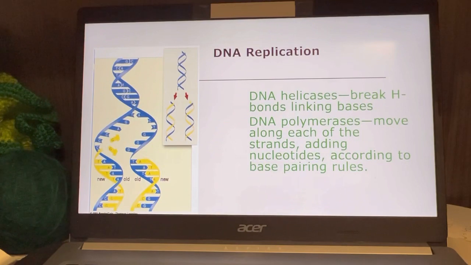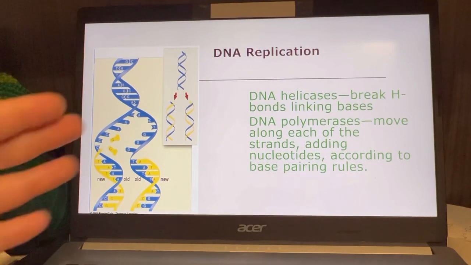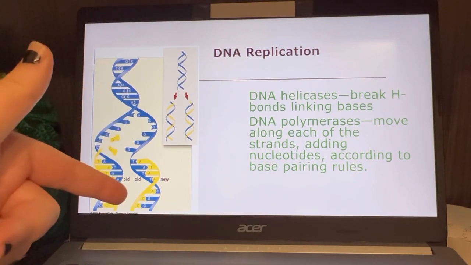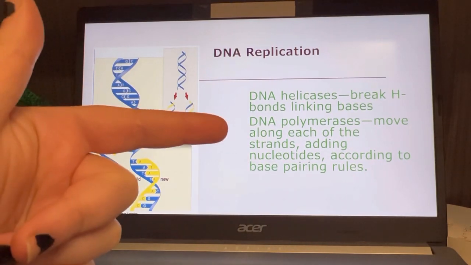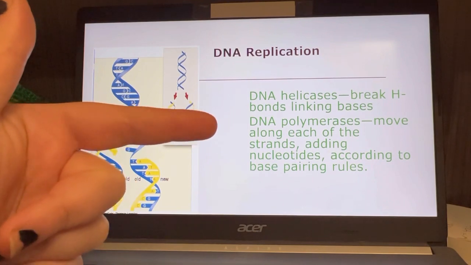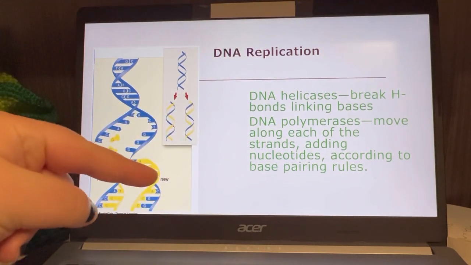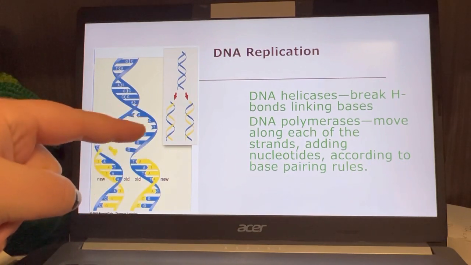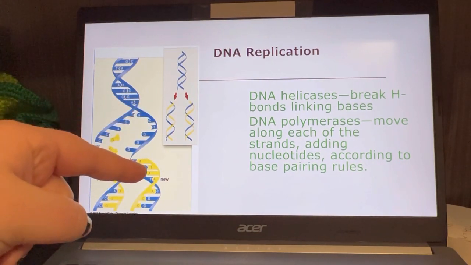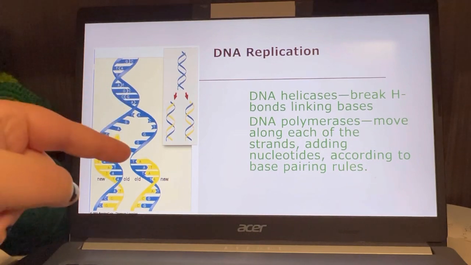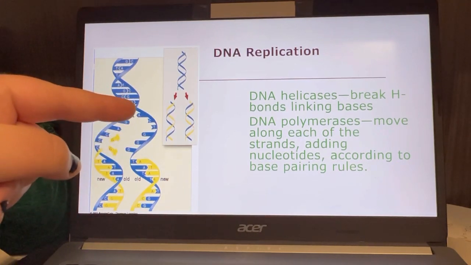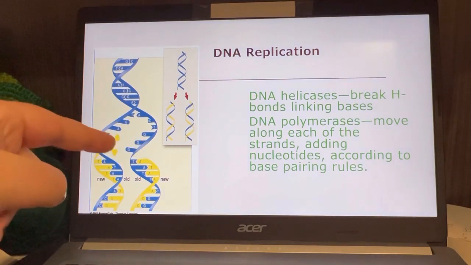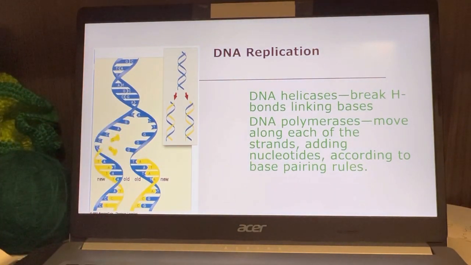With DNA replication, we have DNA helicase. It breaks the hydrogen bonds between the bases, and DNA polymerase moves along this. They slide up and down the strand, and they add nucleotides to the old strand. We have the old strand in blue and the new strand in yellow. What's not shown are these two enzymes. DNA helicase will be here and DNA polymerase will be here, pulling these free floating bases and adding them to the old strand.